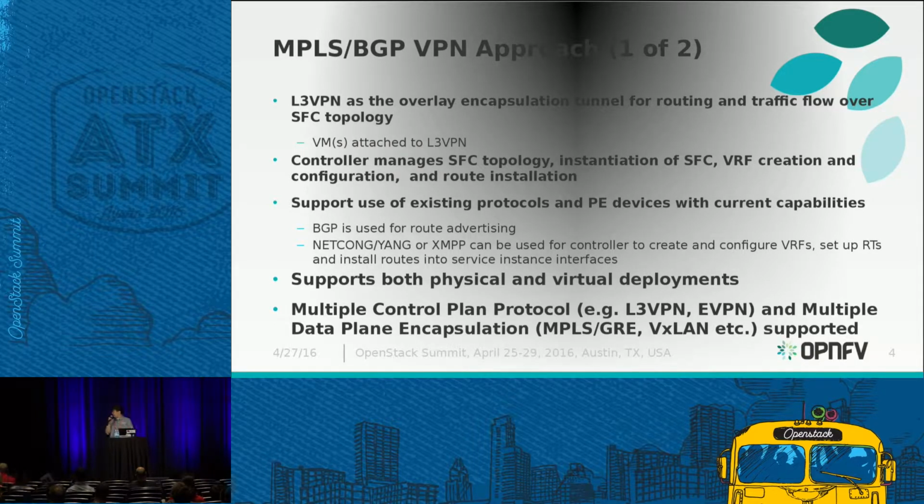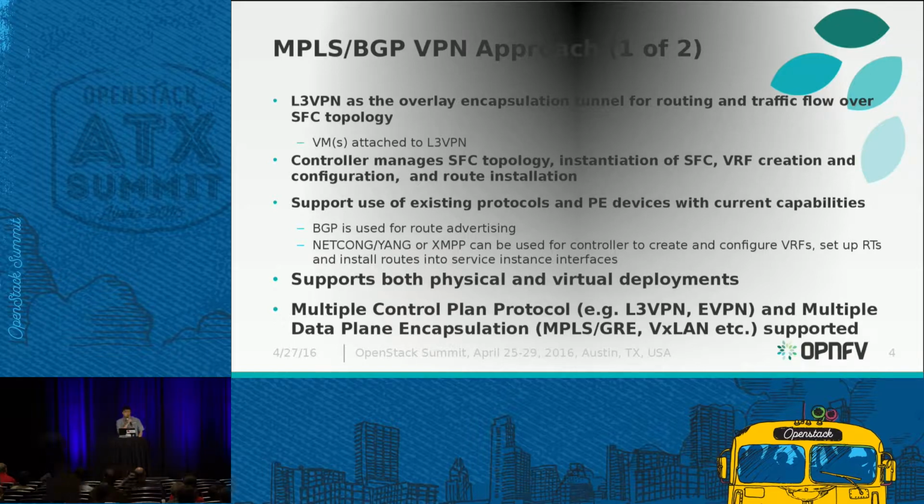There is a controller that manages the service topology and the instantiation of the different service functions in the chain. It also creates and configures the virtual routers, the routing tables, and the egress and ingress VRFs, and installs the different routes, using BGP to identify those routes and create the connected routing tables through those connected VPNs. So it supports the use of existing protocols and deployed infrastructure, including existing provider edge devices, with current capabilities on today's network.